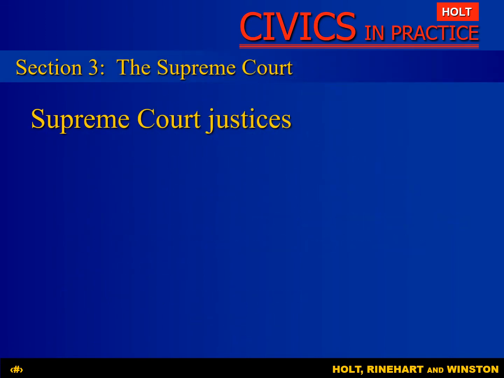Now it's time to talk about the justices on the Supreme Court. The size of the Supreme Court is determined by Congress. The Congress decides how many justices there will be on the Supreme Court. Basically, Congress passes a law, and that is how many justices there will be on the Supreme Court. Since 1869, we have had 9 justices on the Supreme Court. There is 1 Chief Justice and 8 Associate Justices.